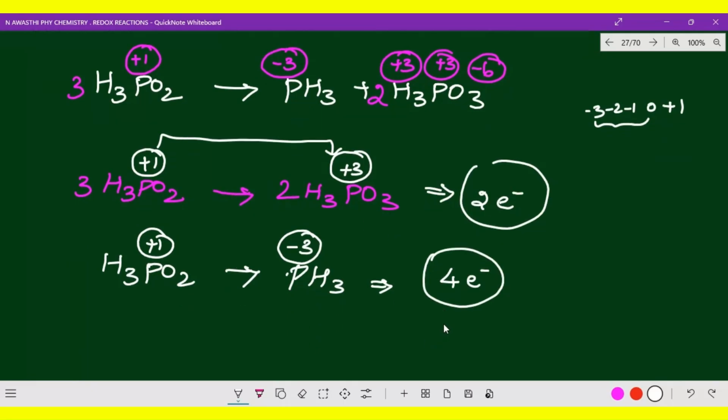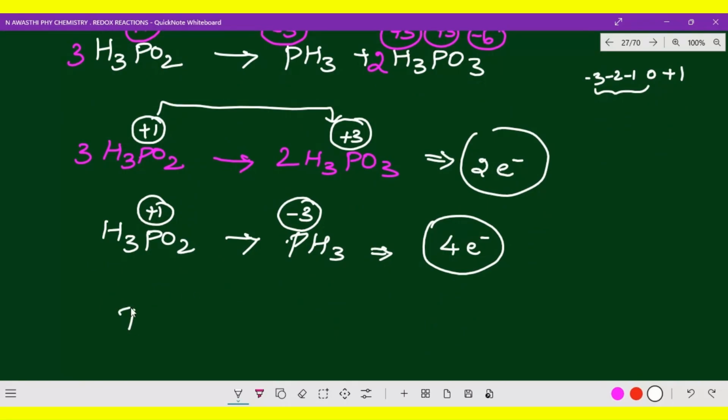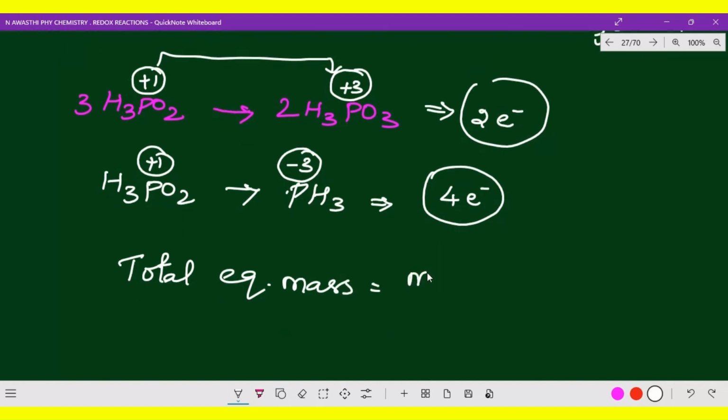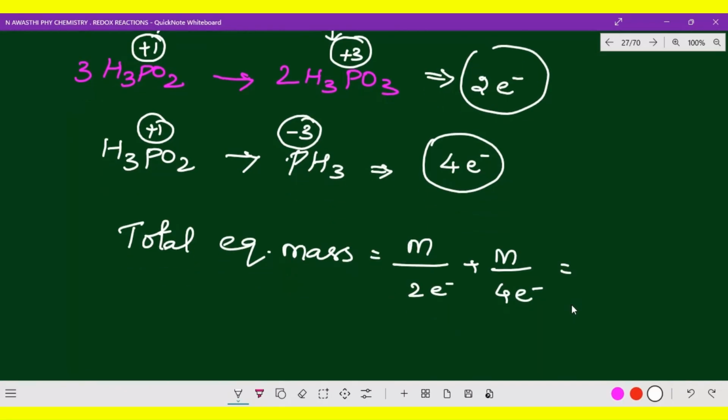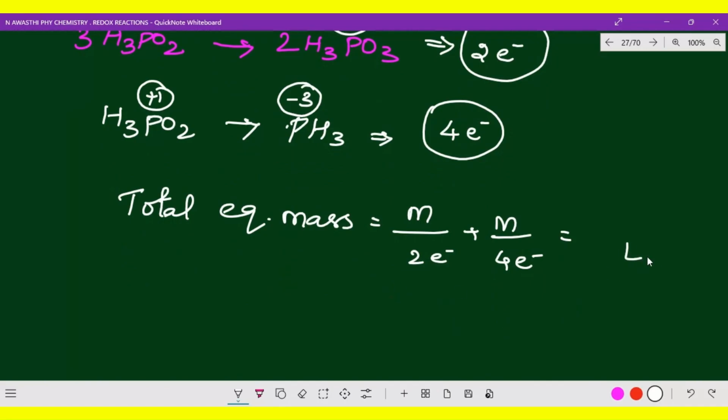So the total equivalent mass, because both we have to consider. Phosphine also we have to consider, and H3PO3 also we have to consider. So that means total equivalent mass, molecular mass by n factor. So that means M by 2 electrons plus M by 4 electrons. So when we take the LCM of 2 and 4, you will get what it is.